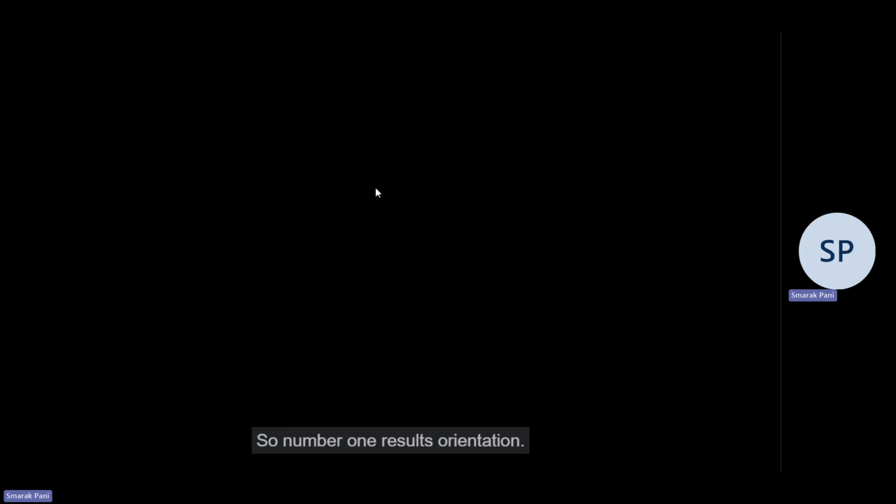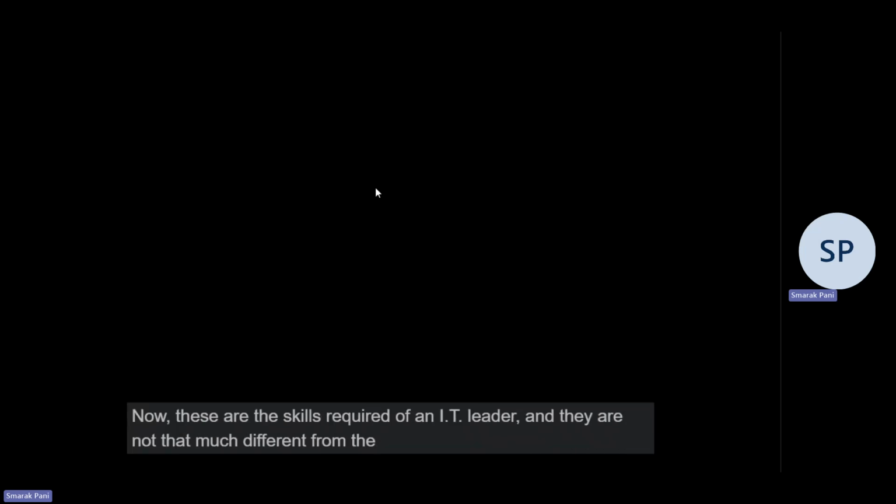So number 1, results orientation. Number 2, strategic orientation. Number 3, market knowledge. Number 4, commercial orientation. Number 5, customer focus. Number 6, change leadership. Number 7, team leadership. Number 8, people development. And number 9, collaboration and influence. Now, these are the skills required of an IT leader, and they are not that much different from the skills required of any kind of business leader or CEO for that matter.